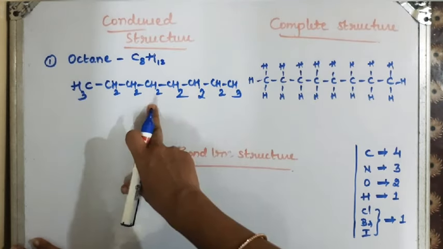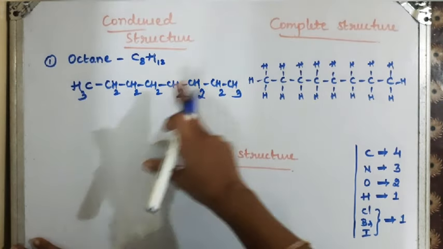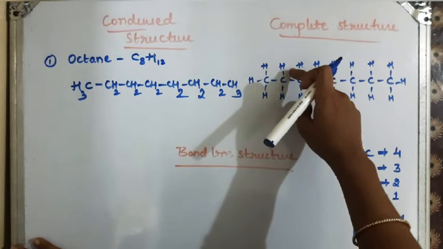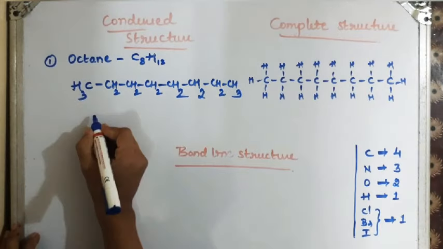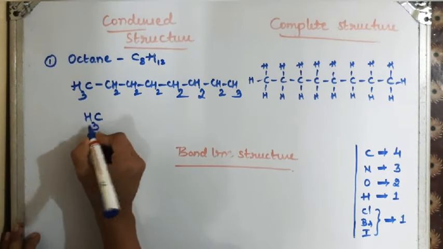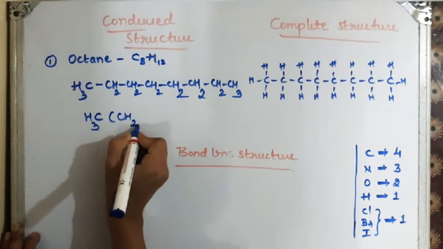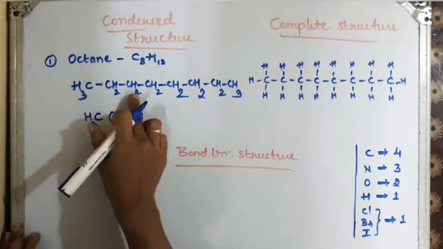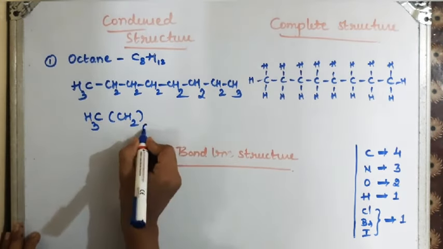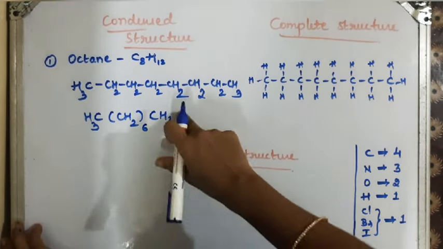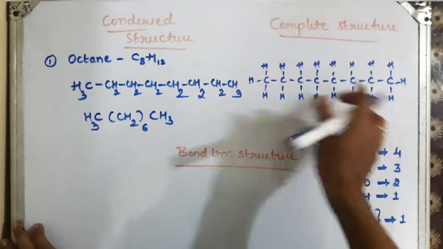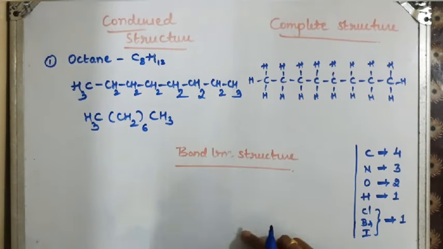So this is the condensed structure. What I have done is removed all the bonds of the hydrogens. This can also be condensed further. How will you write it? I can write it as CH3, and CH2 is repeated how many times? 1, 2, 3, 4, 5, 6. So I'll write CH2 6 times and CH3. Like this I can write the condensed structure for octane.